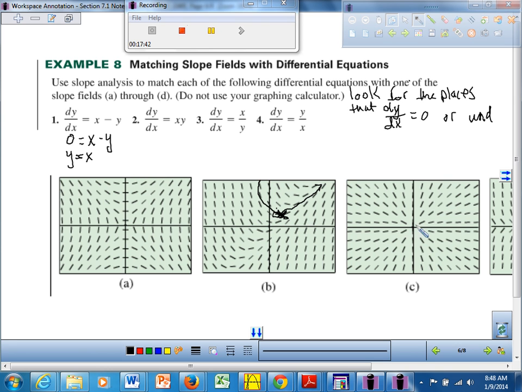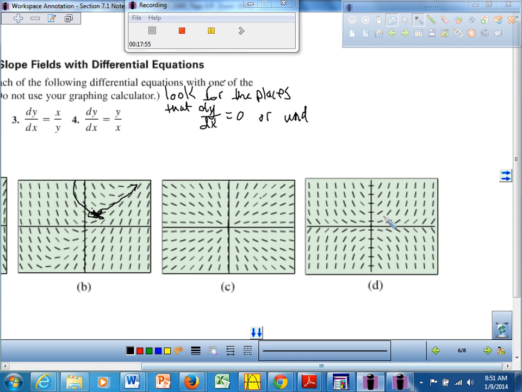We can check the others. Are the slopes 0 through here? Nope, they're not. And how about on the last one, if I can pull it over? You can see it. Are the slopes 0 up through here? Nope. So it looks like our solution is B.